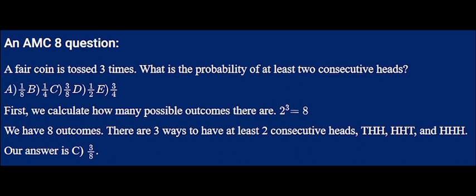A fair coin is tossed 3 times. What is the possibility of at least landing on heads twice consecutively? First, we can calculate how many possible outcomes there are, which we can calculate by doing 2 to the power of 3, which is 8. So since we have 8 outcomes, next we can calculate how many outcomes there are where we land on heads twice. There are 3 ways, which is tails, heads, heads, heads, heads, tails, and heads, heads, heads, which means our answer is C, 3 over 8.